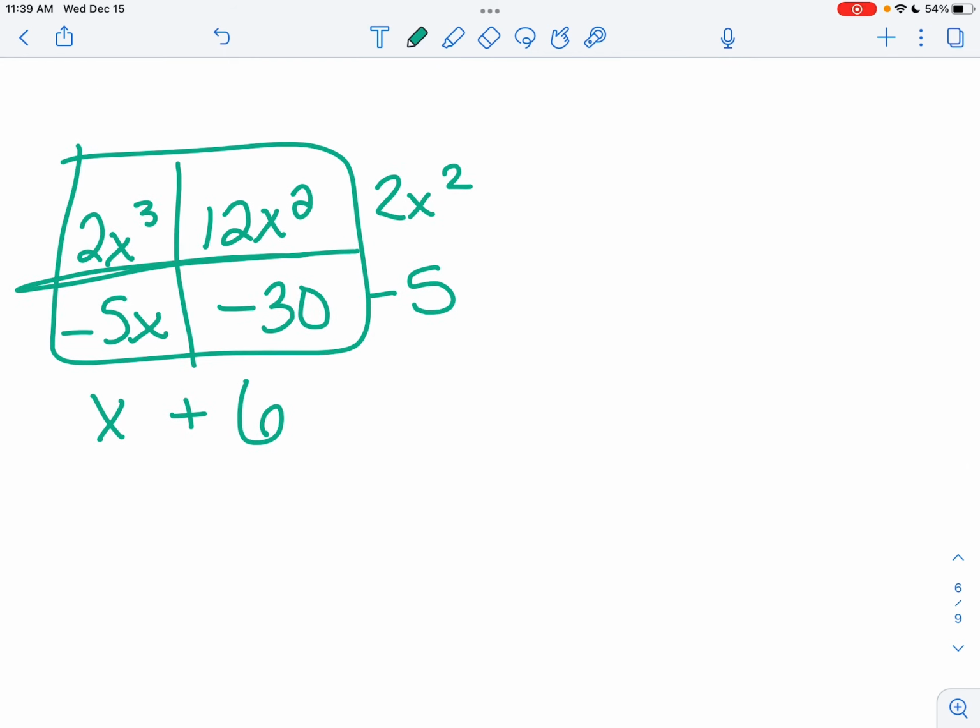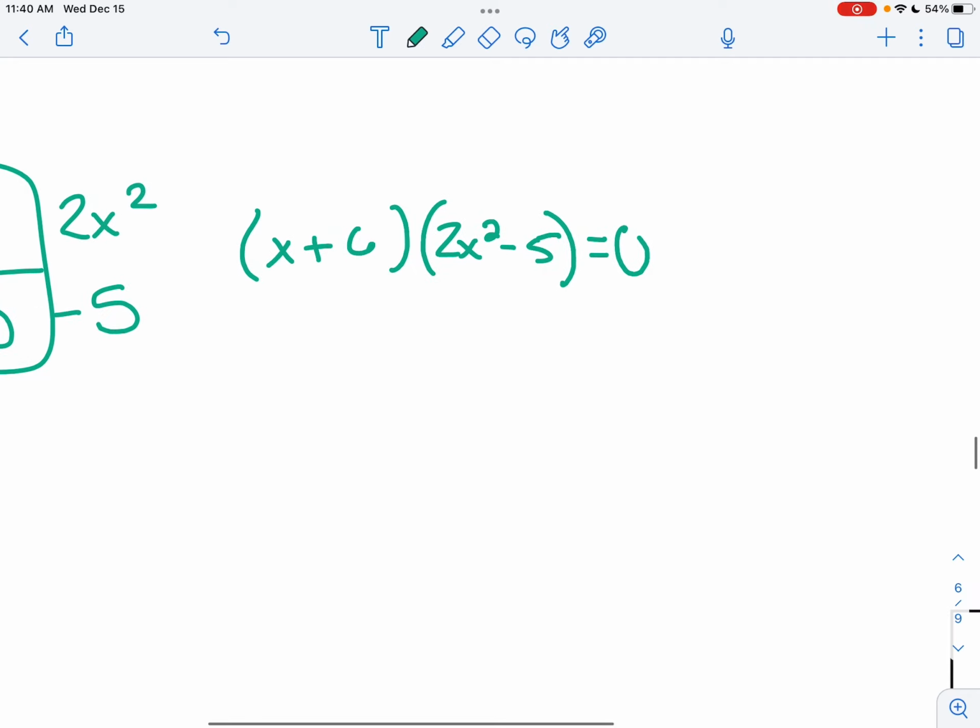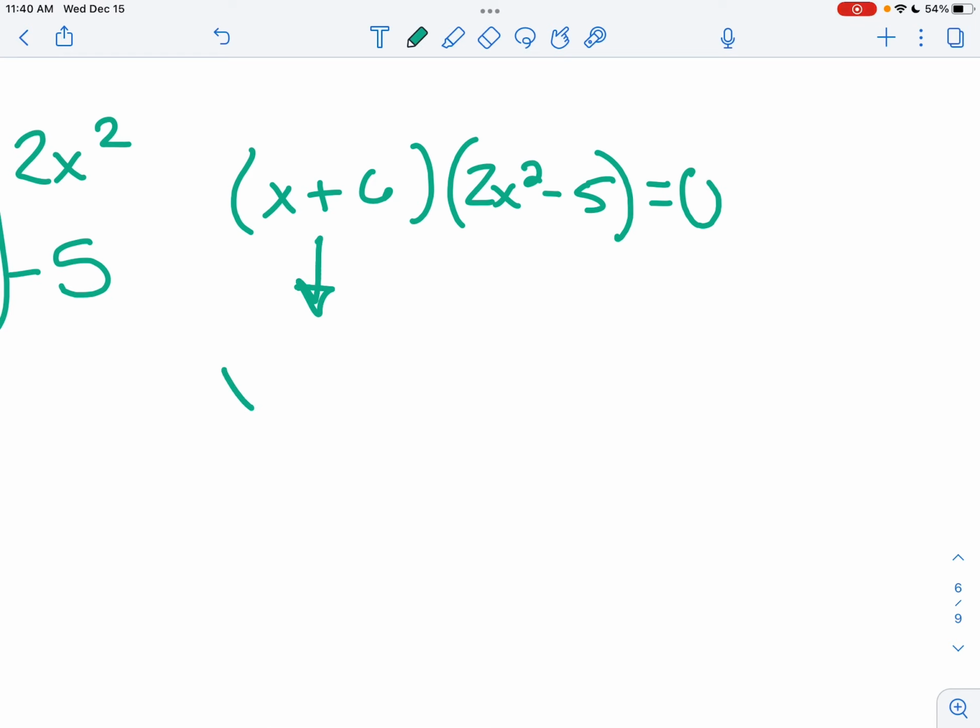All right. Now we're going to write this in factored form. That's just pretty language for put it in parentheses and set equal to 0. What would that be in factored form? X plus 6 and 2x squared minus 5. All right. Now, which one's easier to solve? X plus 6. That's right. And so we'll set it equal to 0.